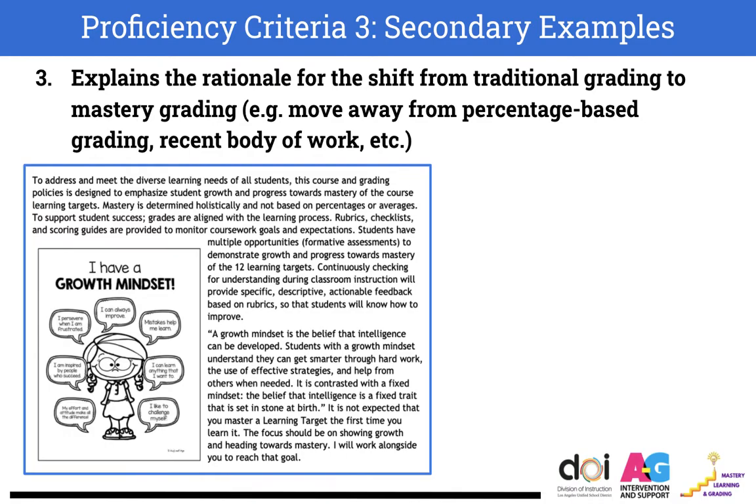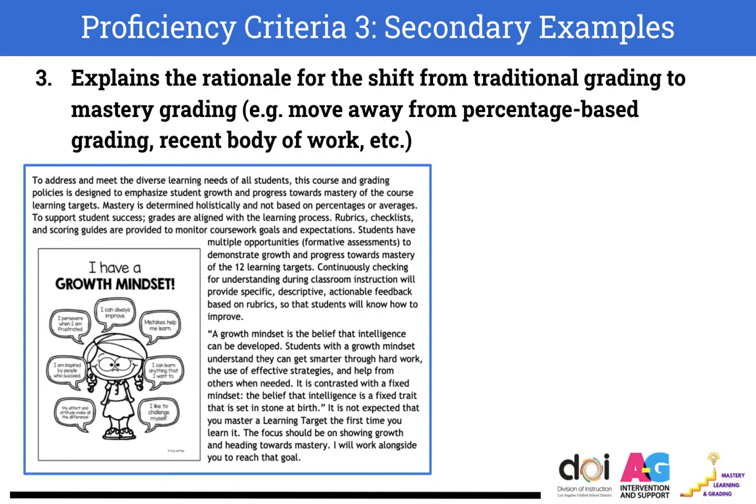do that. But throughout this explanation, the teacher mentions that there will be multiple opportunities on formative assessments for students to demonstrate growth. And overall, that feedback based on rubrics will communicate to students what they will need to know in order to demonstrate improvement.